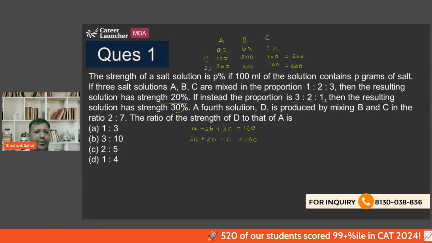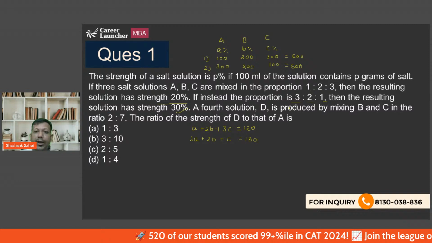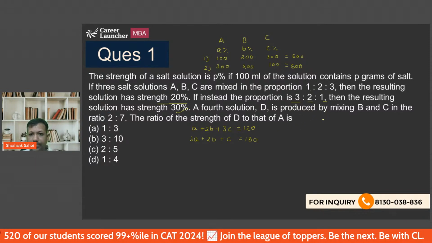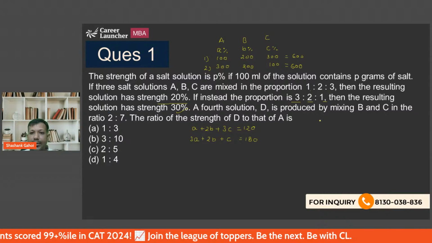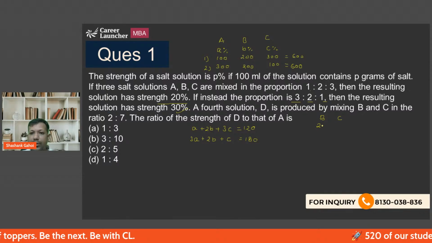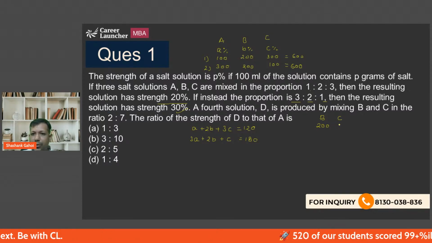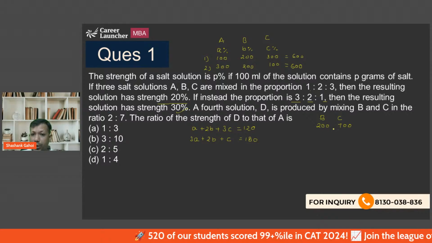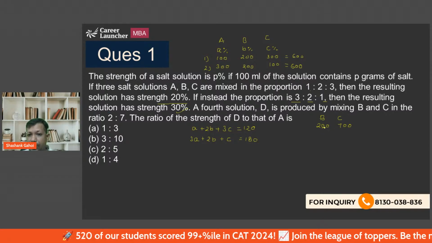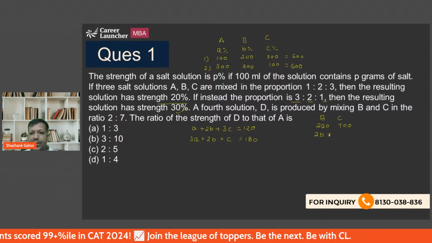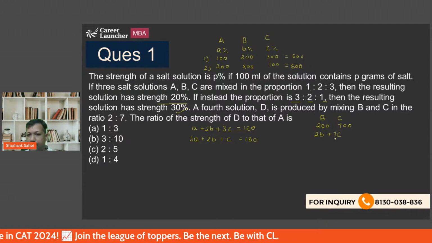Now the question says a fourth solution D is produced by mixing B and C in the ratio of 2:7. So we have B, we have C, and the quantity of B is 200, the quantity of C is 700. So what is the quantity of salt? That is B% of 200, that is 2B, and C% of 700 is 7C. So that is the total quantity of salt.